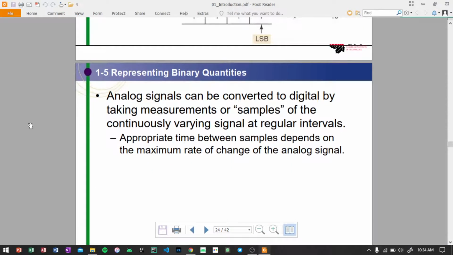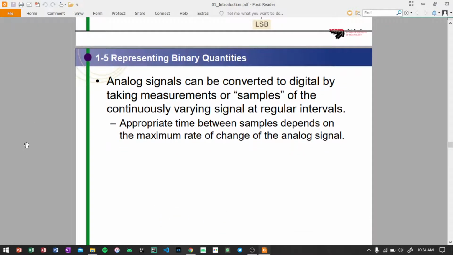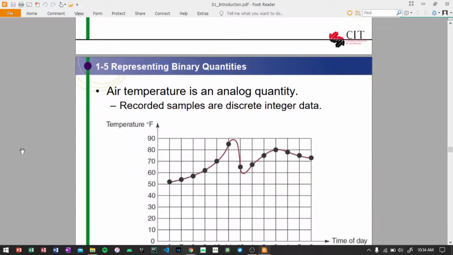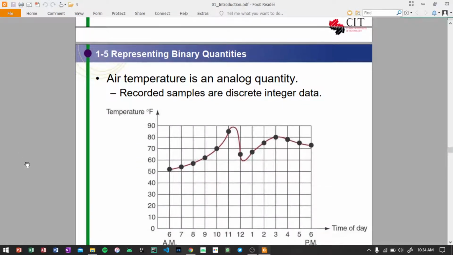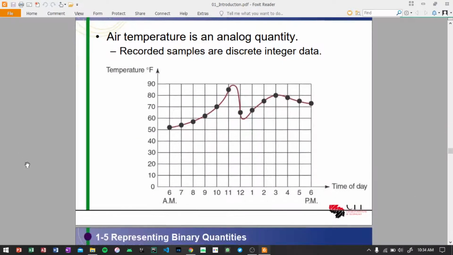Analog signals can be converted to digital by taking measurements of samples of the continuously varying signal at regular intervals. The appropriate time between samples depends on the maximum rate of change of the analog signal. Air temperature is an analog quantity. Recorded samples are discrete integer data.